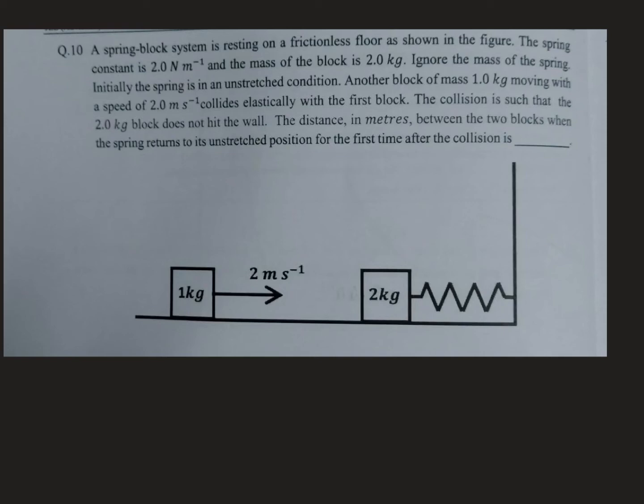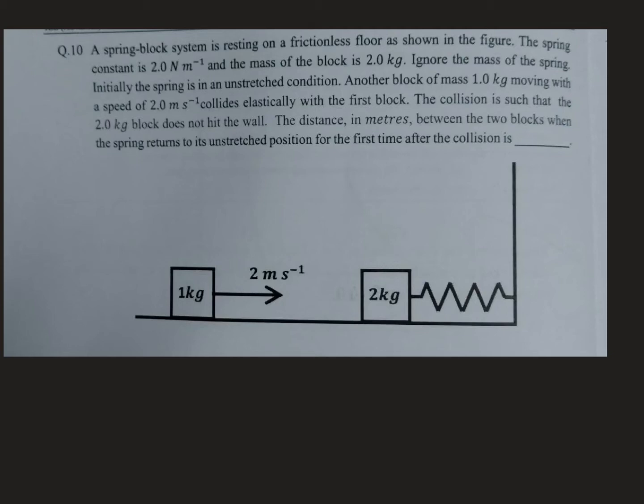Okay. A spring-block system is resting on a frictionless floor. The spring constant K is given as 2 Newton per meter. Mass of the block is 2 kg. Ignore the mass of the spring. Initially the spring is in unstretched condition.